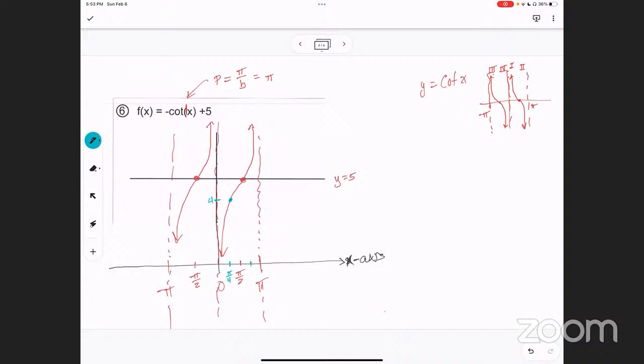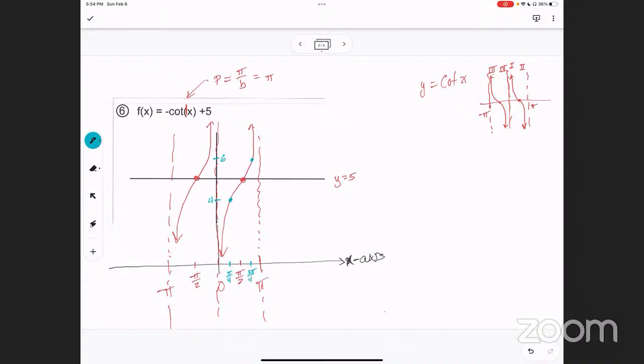3 pi over 4, comma what? You follow what I'm saying? 3 comma 4? Or no? It would be 6, yeah, because it's 1 away. Oh yeah, 1 away, right? So that's 3 pi over 4.